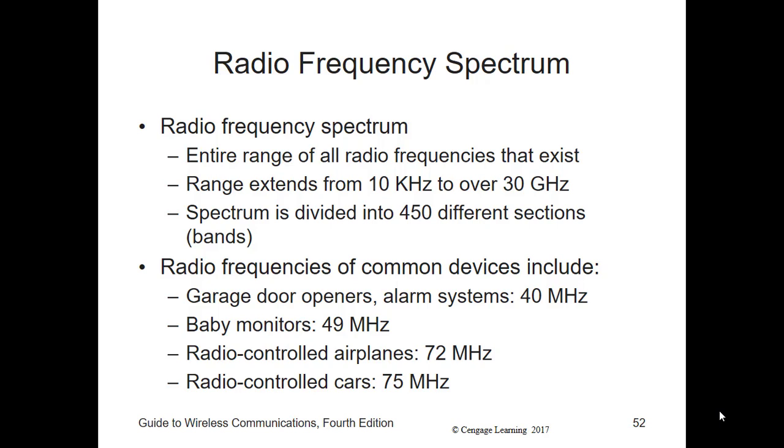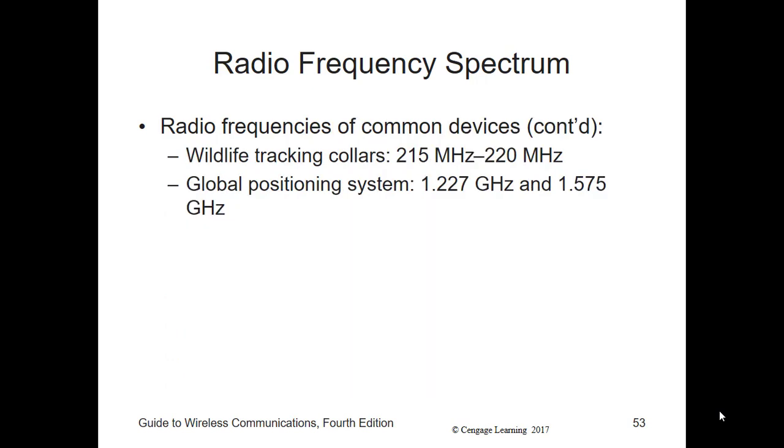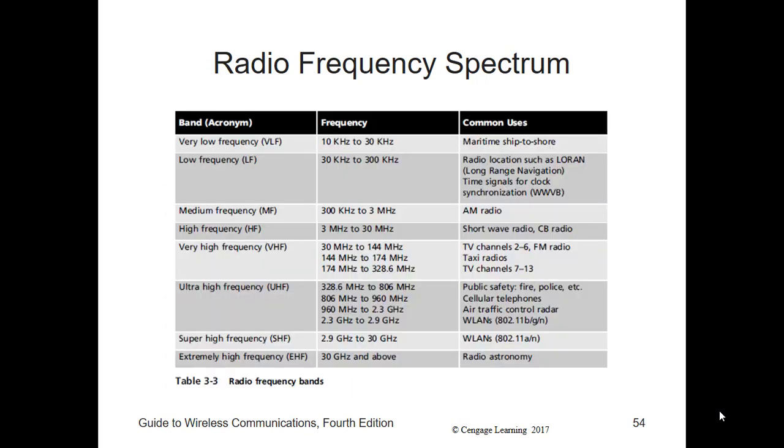Now, the radio frequency spectrum is the entire range of all radio frequencies that exist, from anywhere from 10 kilohertz to over 30 gigahertz. Now, the spectrum is divided into 450 different sections, or what we call bands. And if we take a look at this table, some of the major bands and their corresponding frequencies, they all have some typical uses. Radio frequencies for certain devices, like garage door openers and alarms, use the 40 megahertz range. Baby monitors, 49 megahertz. Radio controlled airplanes, 72. Radio controlled cars, 75. Wildlife tracking collars are 215 to 220. GPS, 1.227 to 1.575 gigahertz.